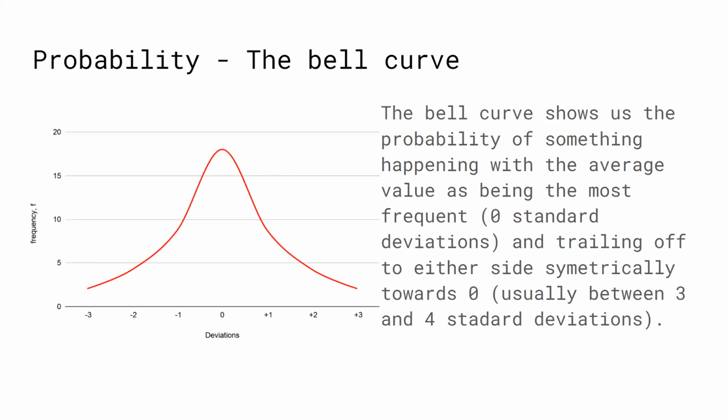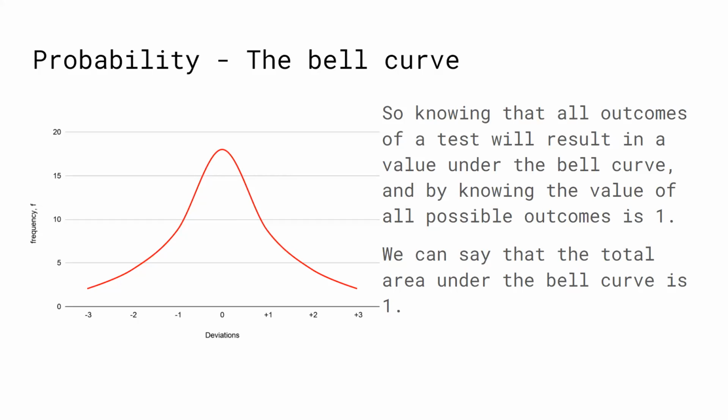So, probability and the bell curve. The bell curve shows us the probability of something happening, with the average values being the most frequent. So at 0 standard deviations from the mean, and trailing off either side symmetrically towards 0. And it gets to 0 usually between 3 and 4 standard deviations. So knowing that all the outcomes of a test will result in a value under the bell curve, and by knowing that the value of all possible outcomes in probability is 1, we can say the total area under a bell curve is 1.